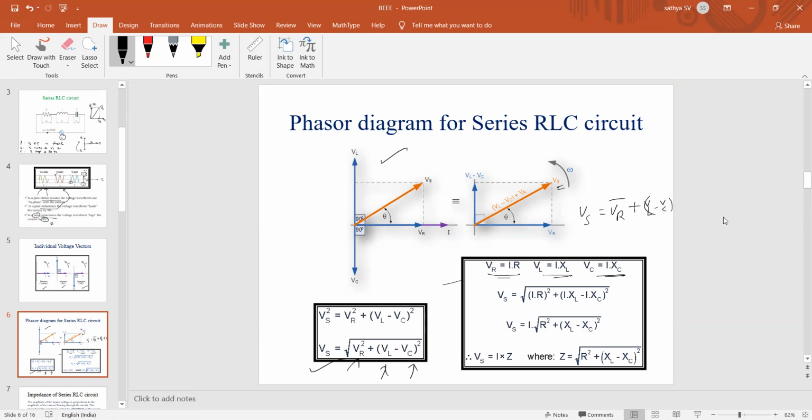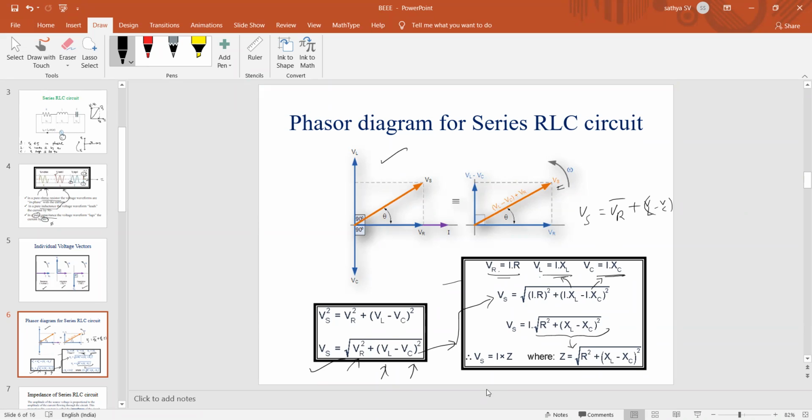So therefore Vs is equal to, substitute your VR, VL, VC values in this equation. So by substituting, Vs is equal to under root of (IR) whole square plus (I into XL, since VL is nothing but I into XL) minus (VC is nothing but I into XC) whole square. So by taking I as a common factor outside of the root, Vs is equal to I into under root of R square plus (XL minus XC) whole square, where this entire term is your impedance, that is Z, for the series RLC circuit.